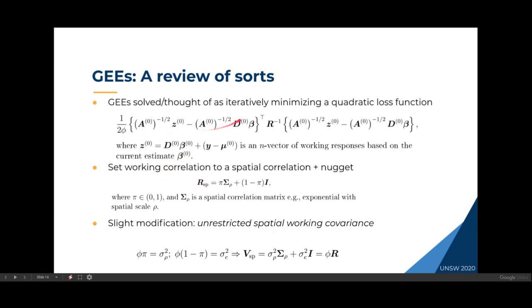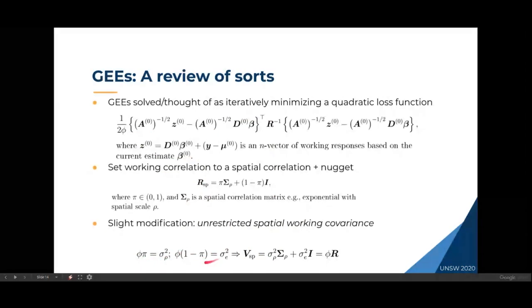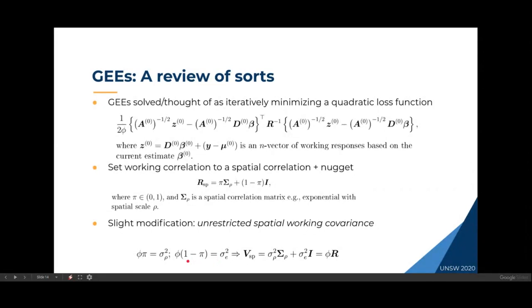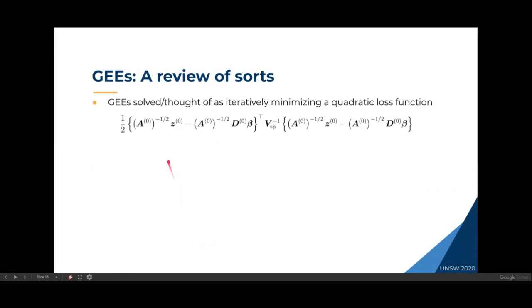So I'm going to combine my phi and my R together to form this thing called VSP, and I'm going to call VSP in the GE context an unrestricted spatial working covariance matrix. It's a bit of a mouthful, but that's essentially VSP. And to be explicit about what that reparameterization is, I'm basically just letting sigma squared rho equal phi times pi and sigma squared E equal to phi times 1 minus pi. But essentially, it's just a reparameterization, and that's the resulting quadratic loss function that you get.